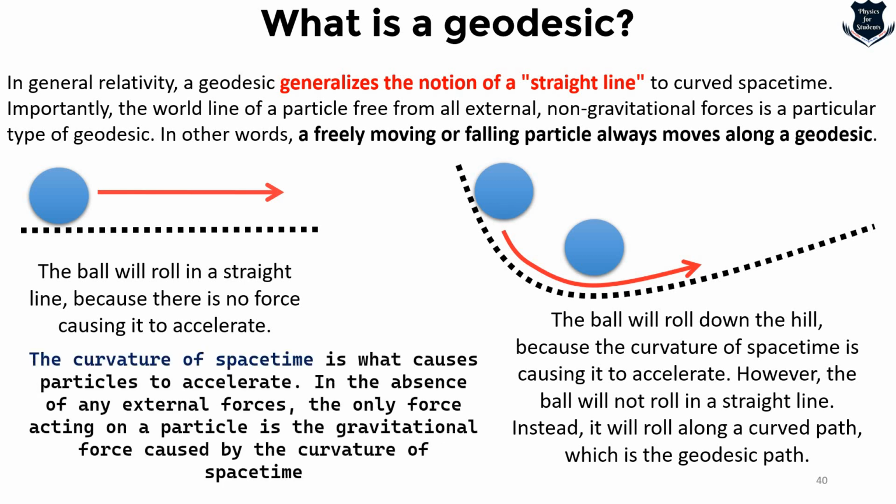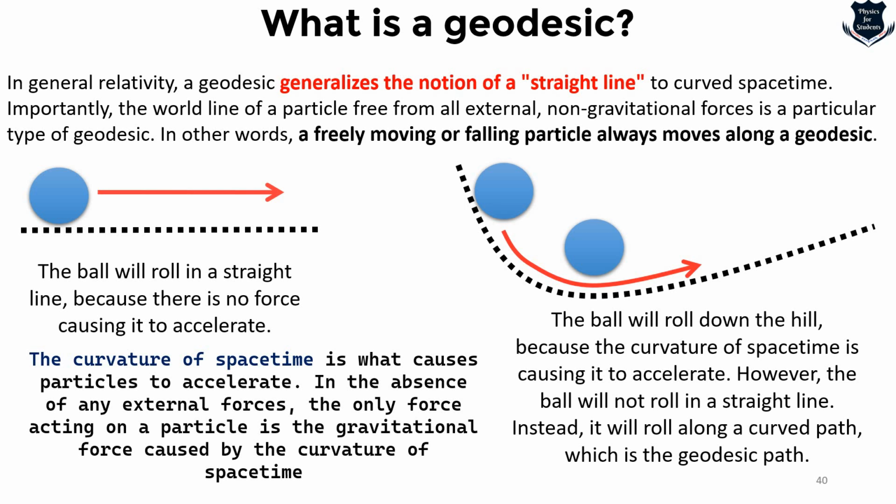So here comes something very important. Note that the curvature of space-time is what causes the particle to accelerate. We will see in the further lectures in this series that this causes gravity. So in the absence of any external force, there are no external forces taking place here. The only force acting on a particle is the gravitational force, and actually it is not a gravitational force even, it is the curvature of space-time. So the ball is rolling down the hill not because of gravity, but because of the curvature of space-time. This is flowing in a nice straight line because the curvature is straight.